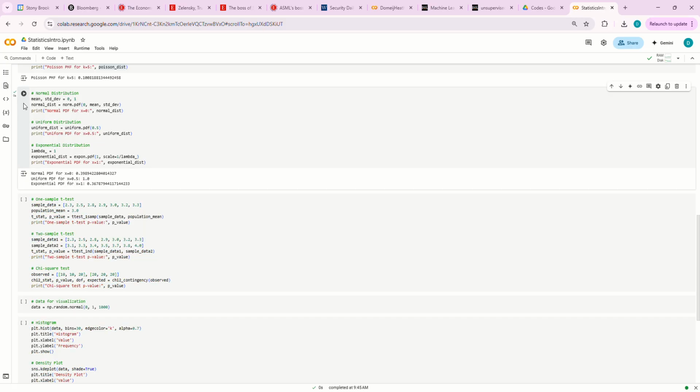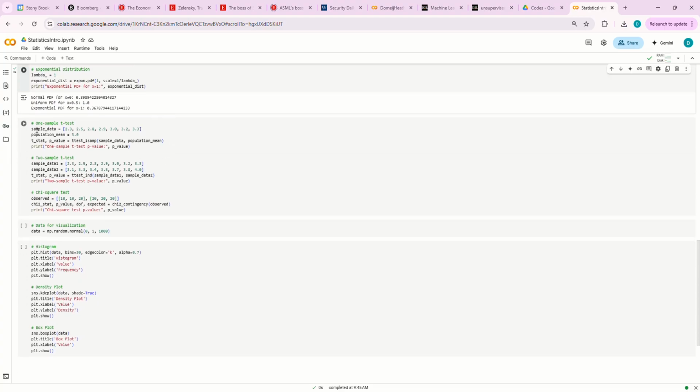Then we're going to do the same for the uniform distribution with the uniform PDF of x equals 0.5. And then with the exponential distribution, we're going to do lambda equals 1. And then we're going to create a scale parameter of 1 over lambda, and then we're going to print the PDF at x equals 1. So for normal PDF, the PDF for x equals 0 is 0.398. The PDF for the uniform at x equals 0.5 is 1, and the PDF for x equals 1 for the exponential is 0.3678.